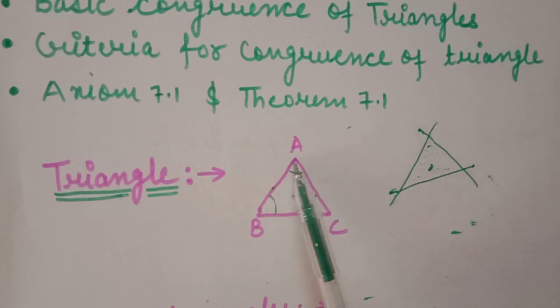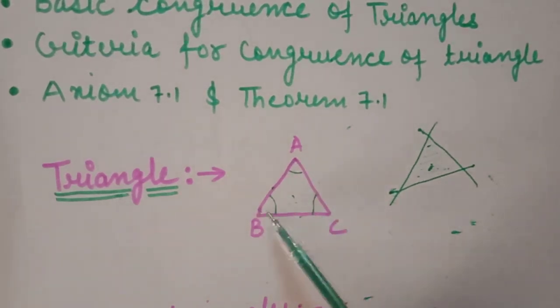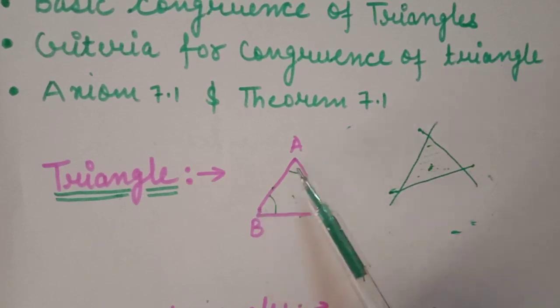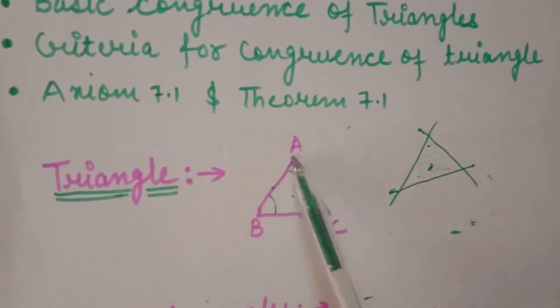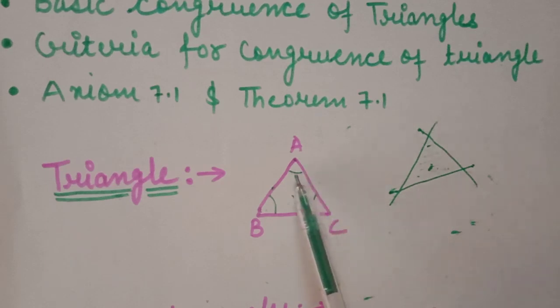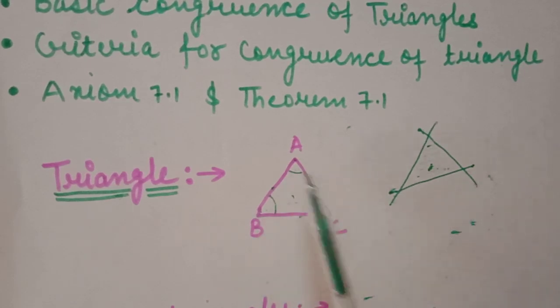So students, now let's switch to the parts of a triangle, or elements of a triangle. Basically, we have 6 elements of a triangle. What are they? We have 3 sides: side AB, side BC, side AC. These are the 3 sides of a triangle. And the next 3 elements are 3 angles: angle A, angle B and angle C. These are 6 elements, 3 sides and 3 angles of a triangle.